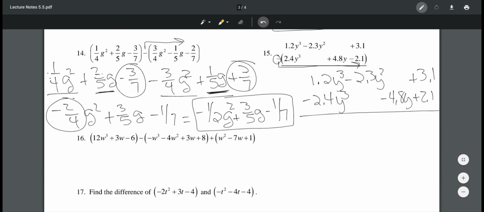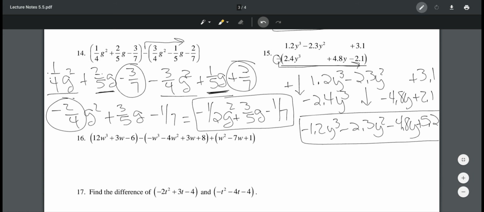Now, when I draw my line, I add straight down. So when I go down and I add 1.2 and negative 2.4, that is negative 1.2 y to the third. This term will come straight down, negative 2.3 y squared. This will come straight down, negative 4.8 y. And this term, when you add those together, you get 5.2. That would be your final answer for number 15.